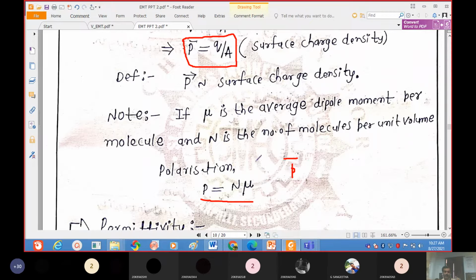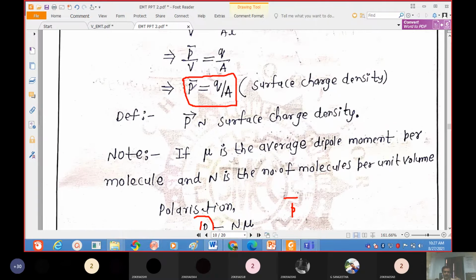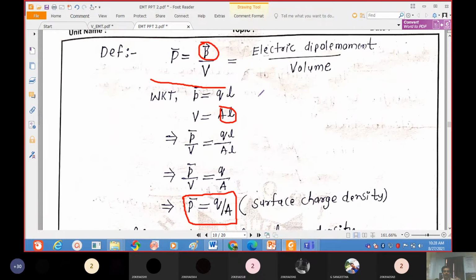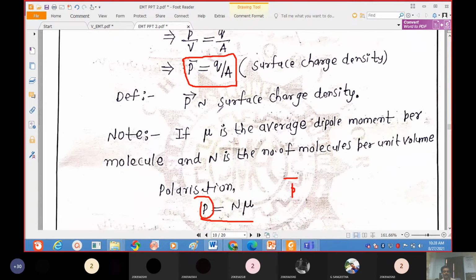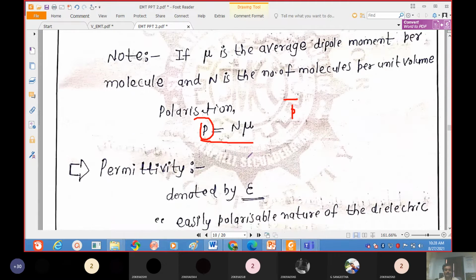Now, capital P is the polarization, with another definition equal to n into mu. Already we also have Q by A, which is numerically equal to the surface charge density. One more definition is small p bar by V. So these are the different definitions of polarization.